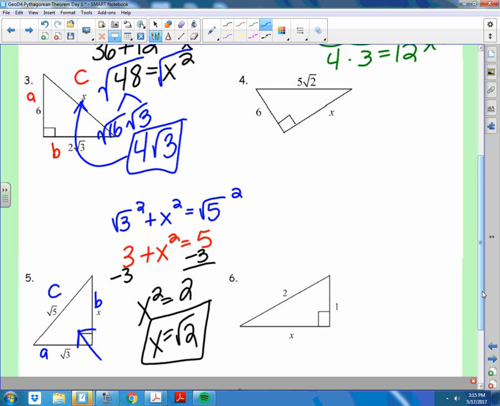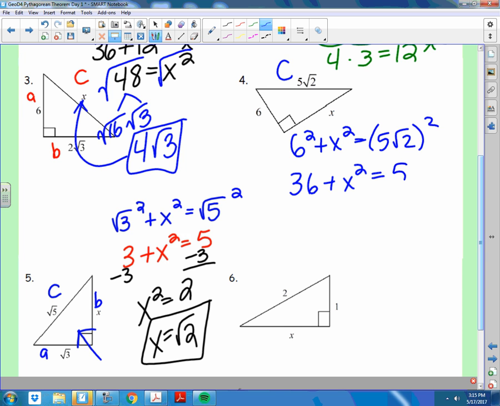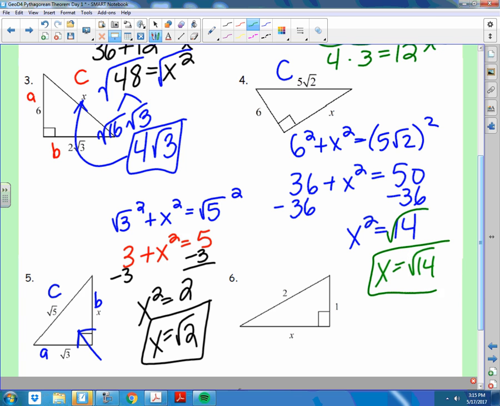I'll do 4 real quick. C, so 6 squared plus x squared equals 5 squared... 36 plus x squared, no. And when you take the square root of 14, it stays as the square root of 14 because neither 4 nor 9 go into it evenly. You can't split it.